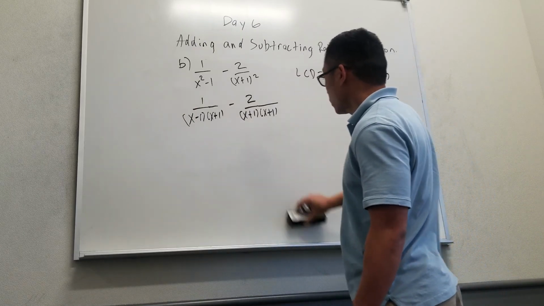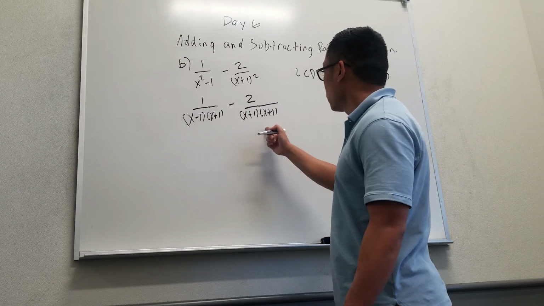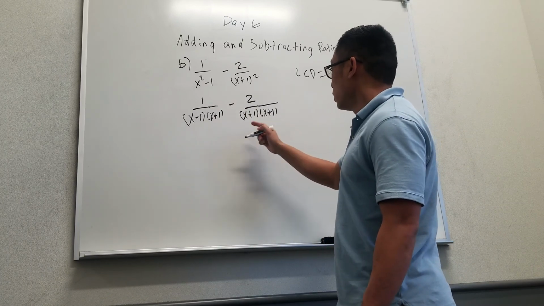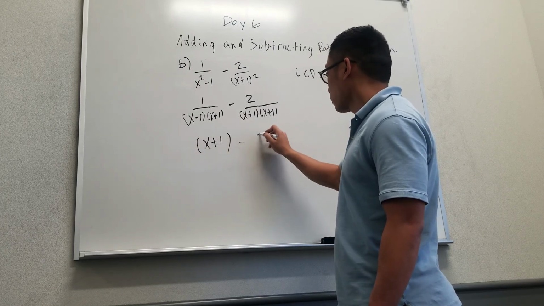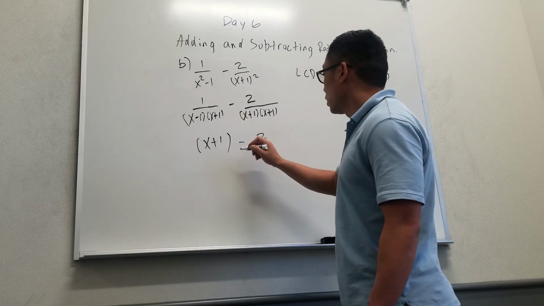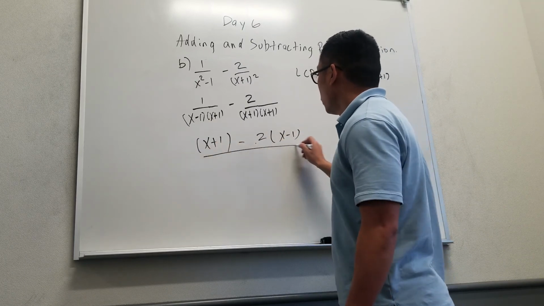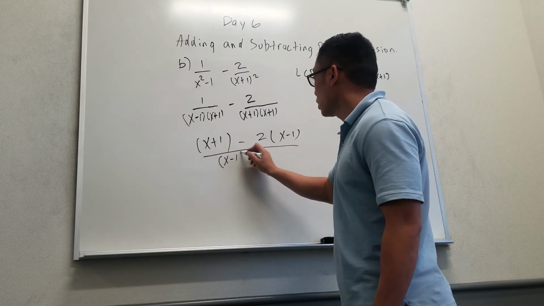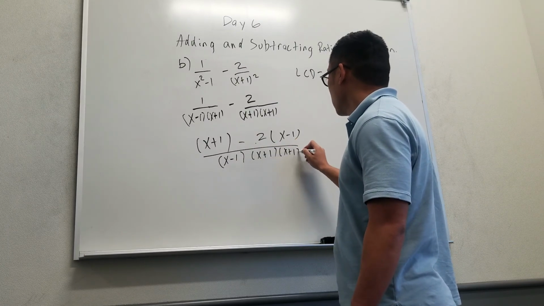So in this case, what about this? This is missing what? X plus 1. Here, I'm missing what? X minus 1. And all over the LCD, which is x minus 1, x plus 1, and x plus 1.